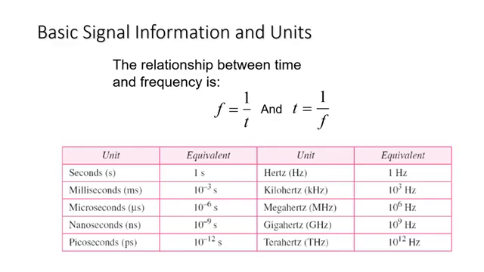For example, the prefix milli represents 10 to the negative third power, and micro represents 10 to the negative sixth power, and so on. Similarly, kilo represents 10 to the third, and mega represents 10 to the sixth, and so on.